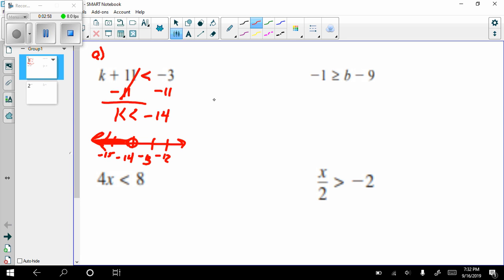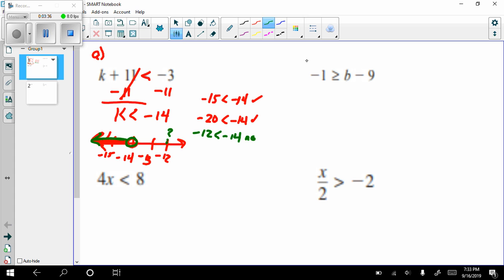We can actually check that. Let's check negative 15. If I plugged it in, is negative 15 less than negative 14? Yes, it is. How about negative 20? Is that less than negative 14? Yes, it is. What if I chose negative 12 and checked it? Is negative 12 less than negative 14? No, it is not. So our solution set is infinite solutions that are less than negative 14. Instead of one solution, we have infinite.